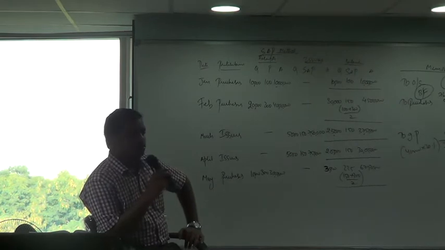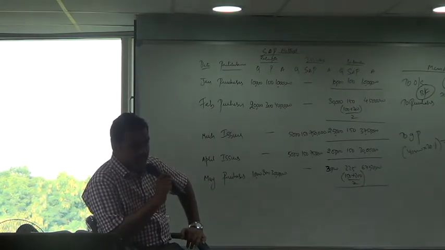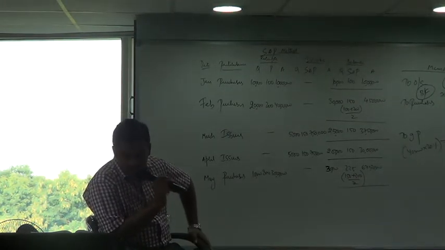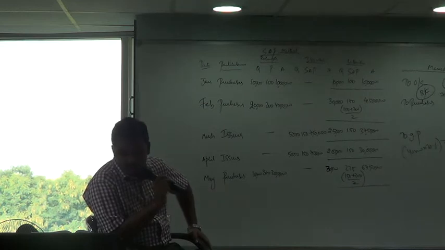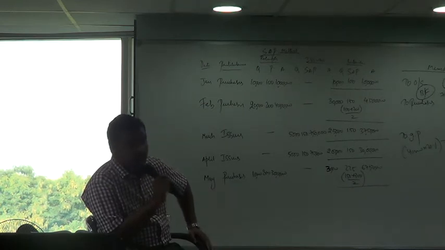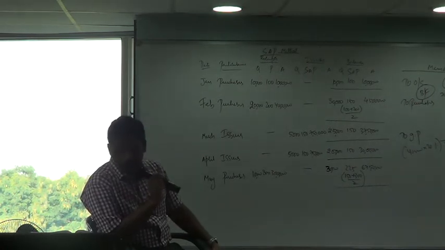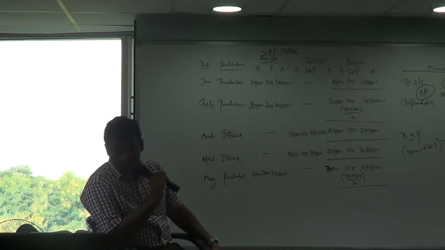See problem number 2 in the textbook, self-examination questions, question number 2. Average inventory is 12,000. Closing inventory is 3,000 more than opening inventory. What is the value of closing inventory?